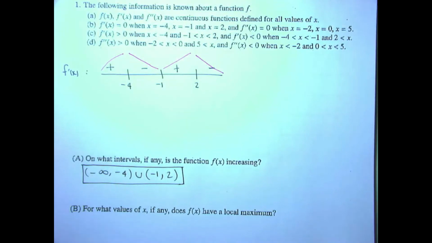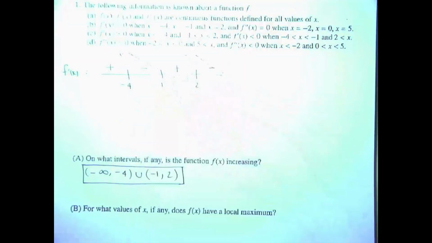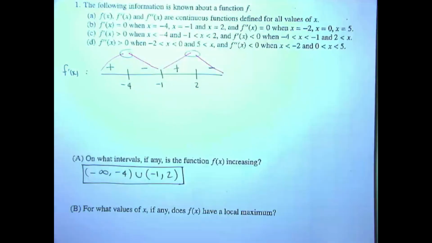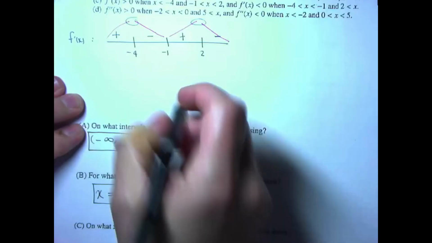Part B says, for what values of x, if any, does f of x have a local maximum? Well, I see two max values. I see a max value right here, and I see a max value, local max value right there. So that will be for the x values, x equal to negative 4, and also for the x value that is equal to positive 2. All right, questions C and D deal with the inflection points and the concavity of the function. So I'm going to draw a new little graph here.